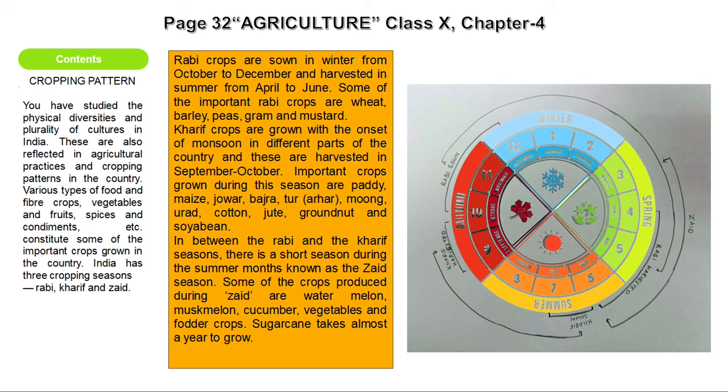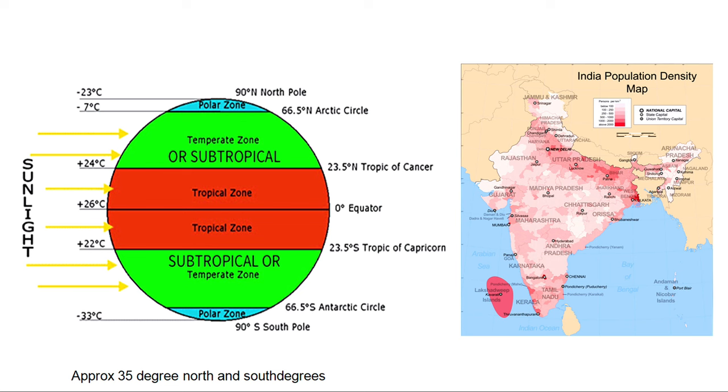So we cannot say that India is tropical, and the Rabi and Kharif crops may differ due to the region. So before going further, it is very important to understand the latitudinal extent of India. Definitely the tropical zone is there, and approximately from 23.5 degrees to 35 degrees is called the subtropical region, in both the southern and northern hemispheres.